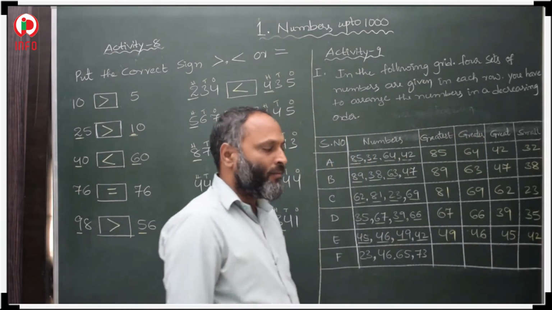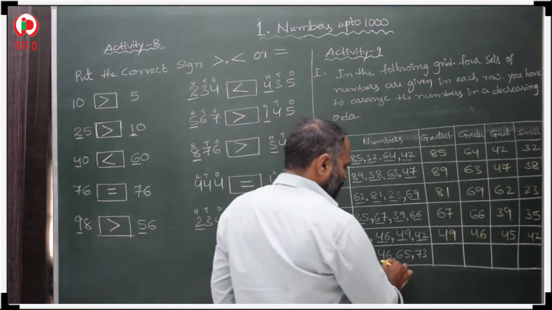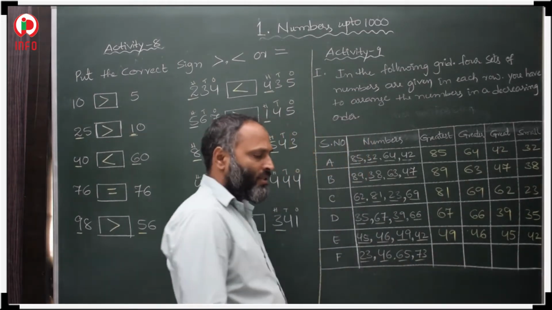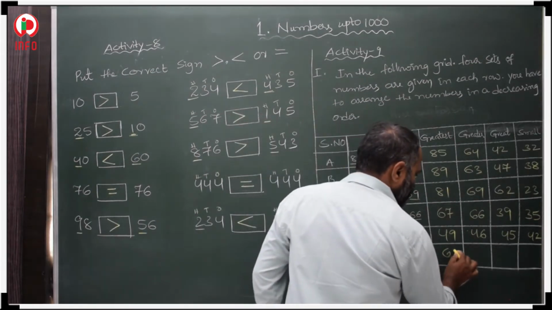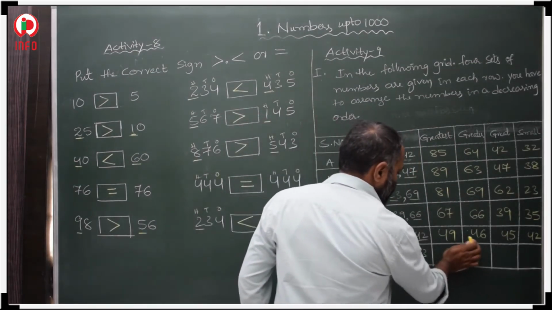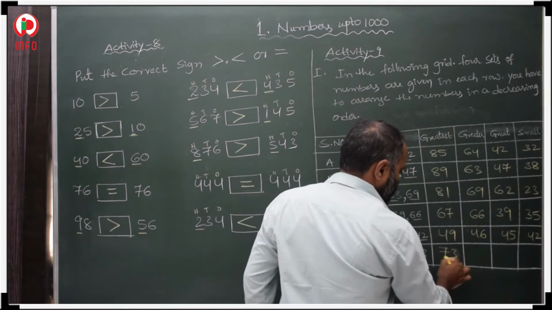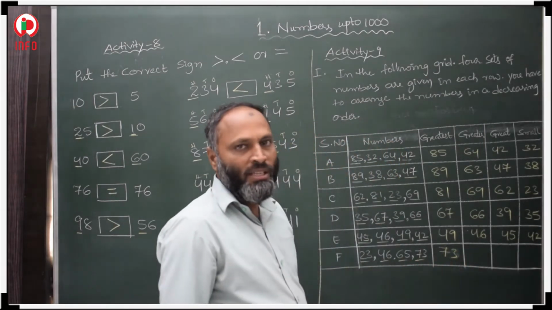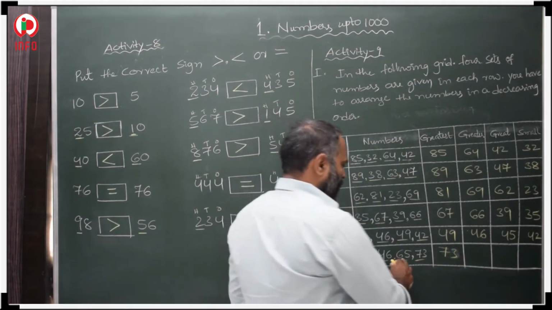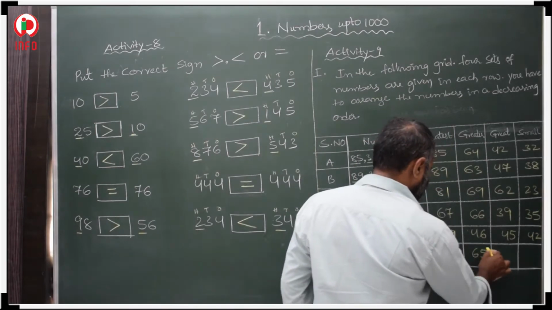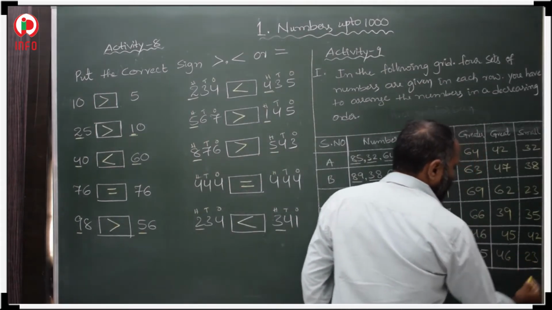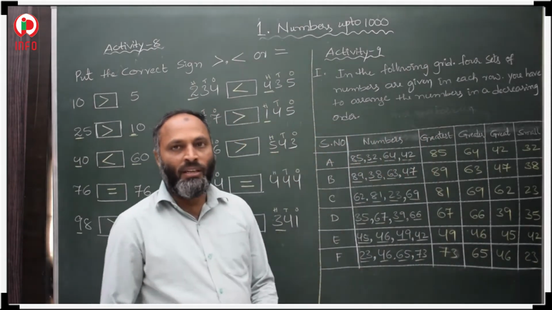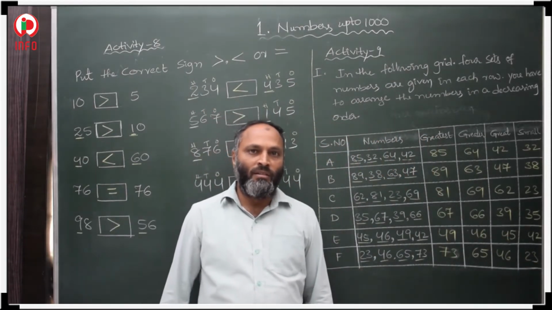And here, 4 numbers: 46, 65, 73, 23. 7 is bigger, so 73 is the greatest number, and 65 will come, then 46, then 23. So in this way we have to decide which one is greater.